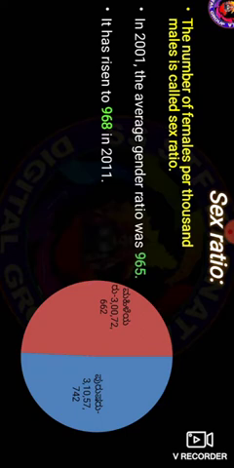The number of females per thousand males is called the sex ratio. In the 2001 census, the average gender ratio was 965. It rose to 968 in the 2011 census. For every thousand males in 2001 there were 965 females, and later the sex ratio rose to 968 females per thousand males.